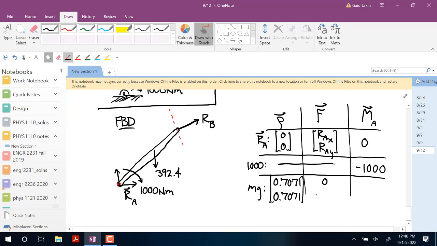The force vector is 0, negative 392.4. That's cosine and sine of 45 times the distance of 1. Yep. And can someone multiply that out? 0.707 times negative 392.4. 277.47. Okay.